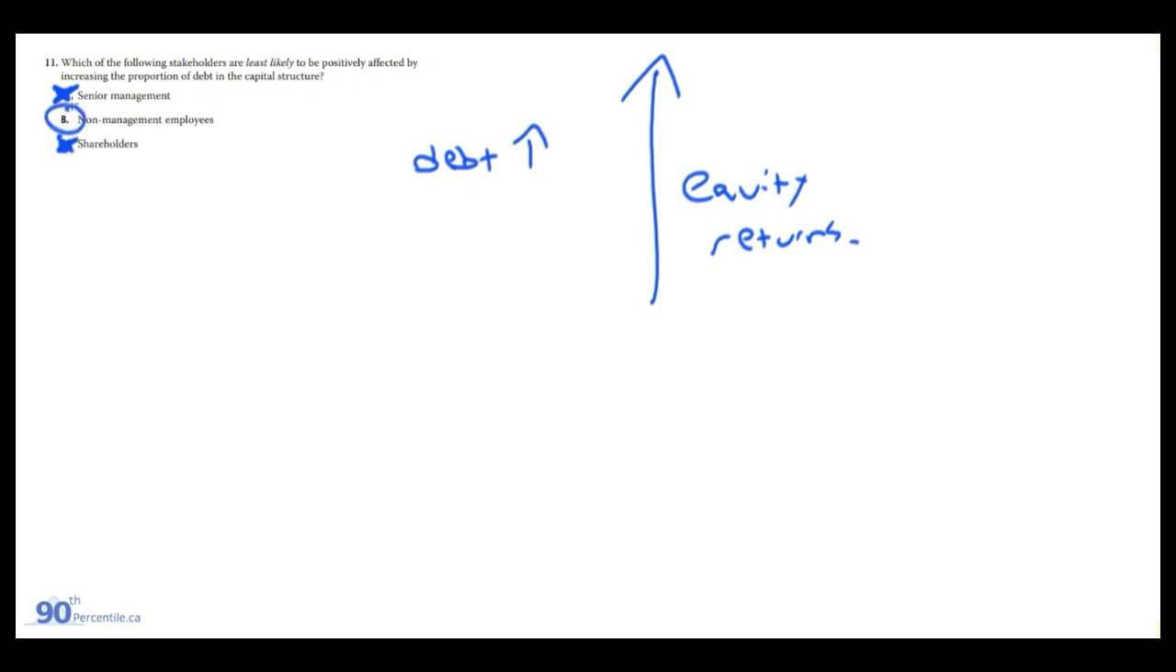And non-management employees, so like your average guy working in the warehouse, they're least likely to benefit from the company taking on a lot of debt. This isn't even a consideration for most employees. They probably don't even know or care. They just collect their paycheck. They don't really have any compensation tied to company growth, and that's that.